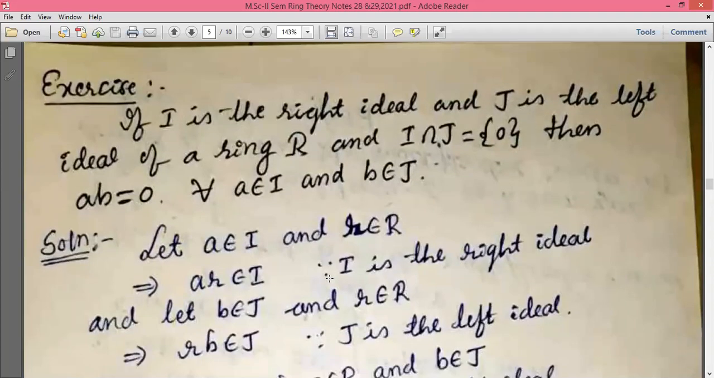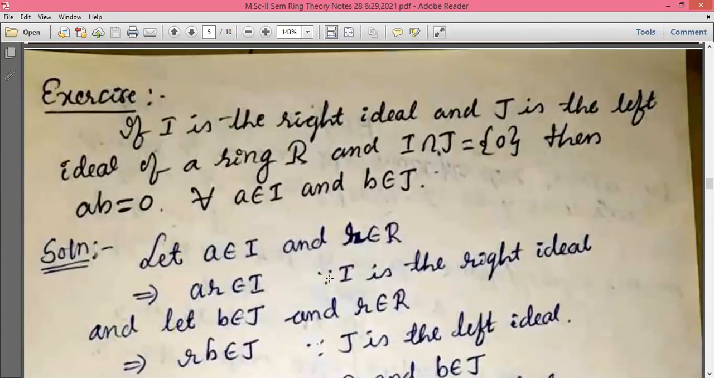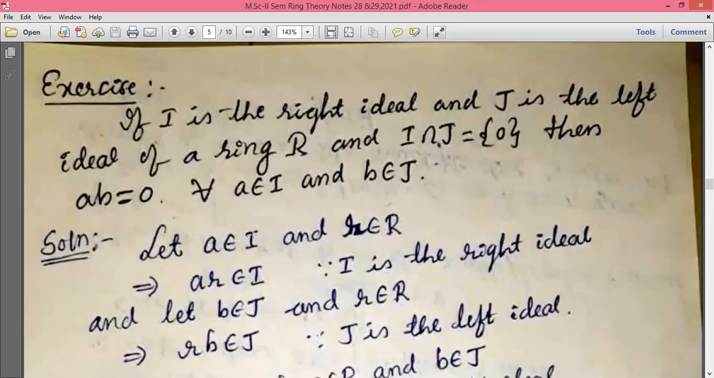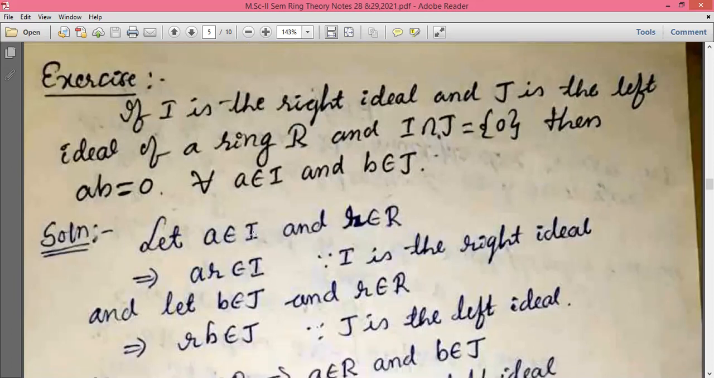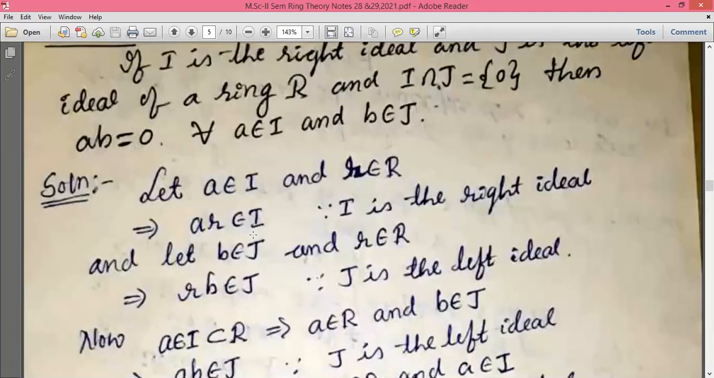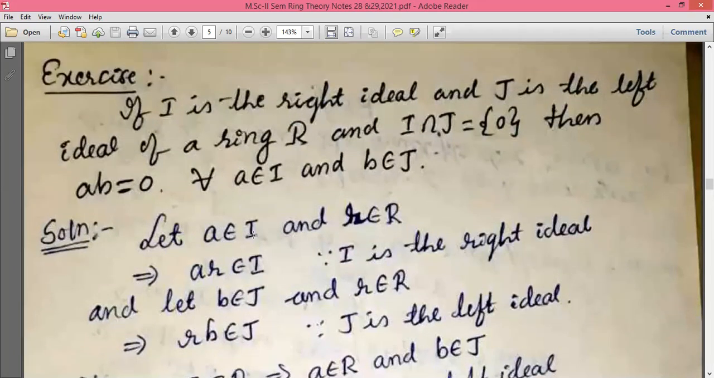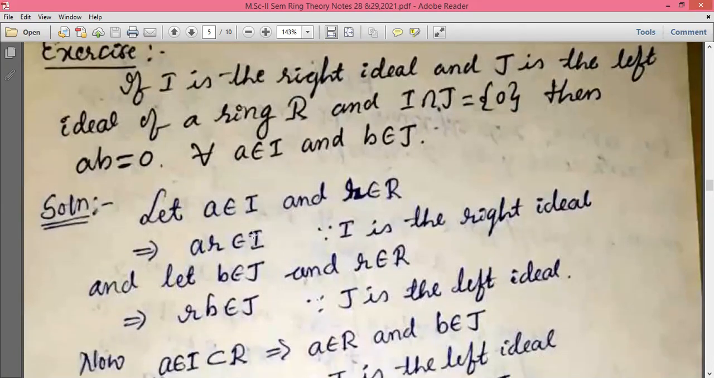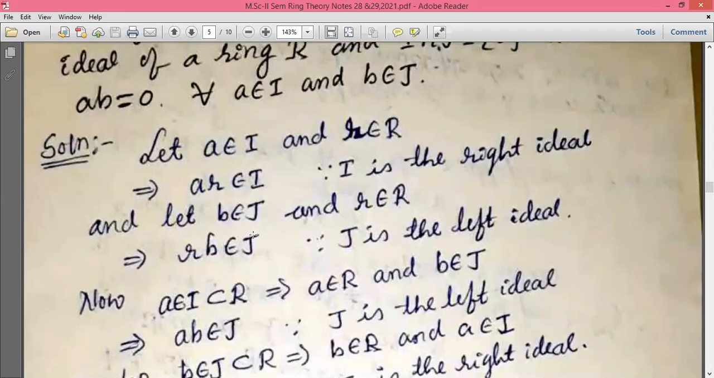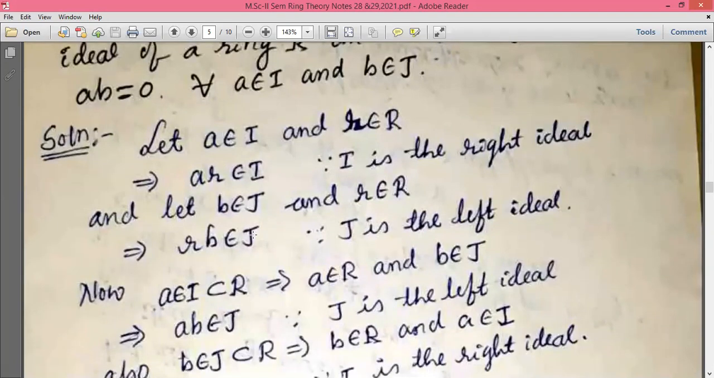So now we can take it to another exercise: if I is the right ideal and J is the left ideal of a ring R, and the intersection of I and J is the zero ring, then the product of A and B is 0 for all A in I and B in J. So now let us take A in I and R in R.